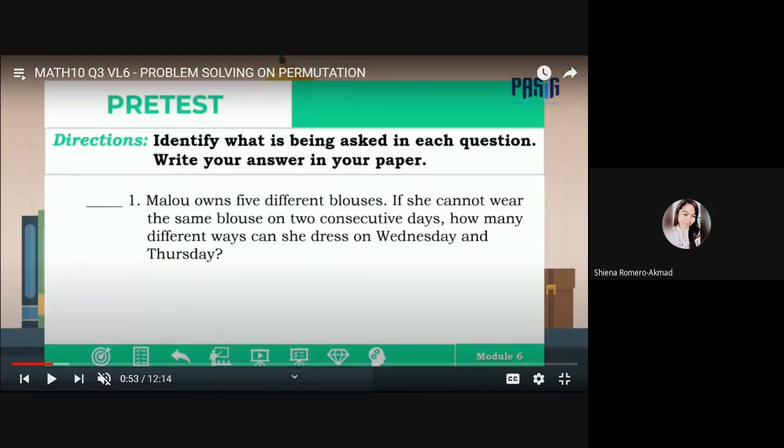Number 1, Malu owns 5 different blouses. If she cannot wear the same blouse on 2 consecutive days, how many different ways can she dress on Wednesday and Thursday?